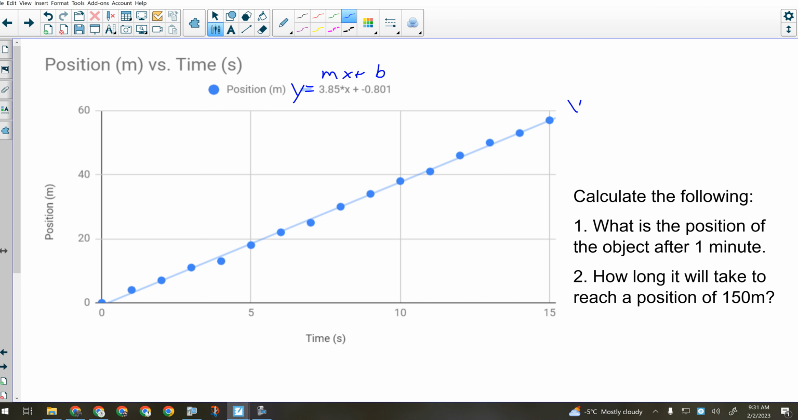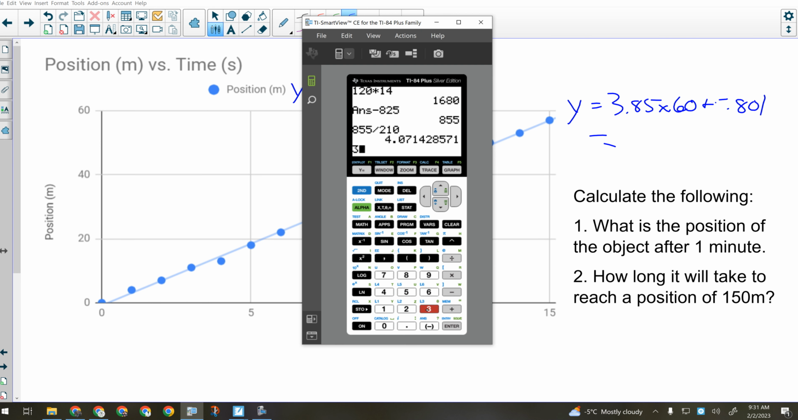All right, so we're going to have Y equals 3.85 times 60 plus negative 0.801. So we should get 230 meters, roughly. Okay, everybody all right with that?